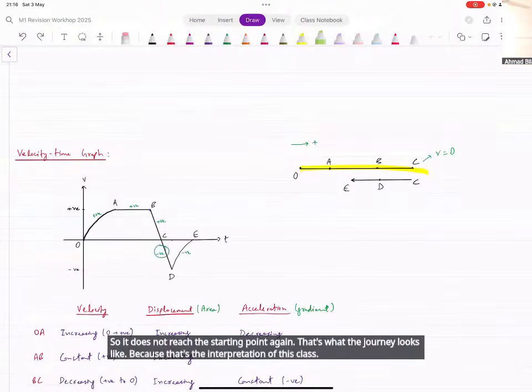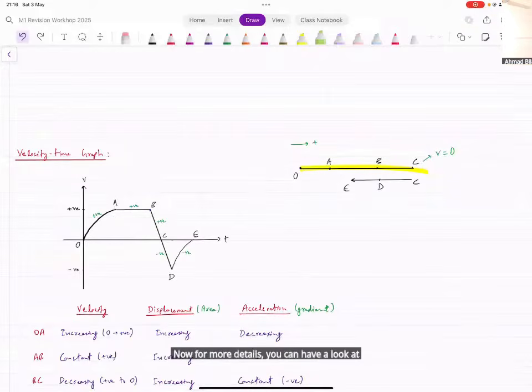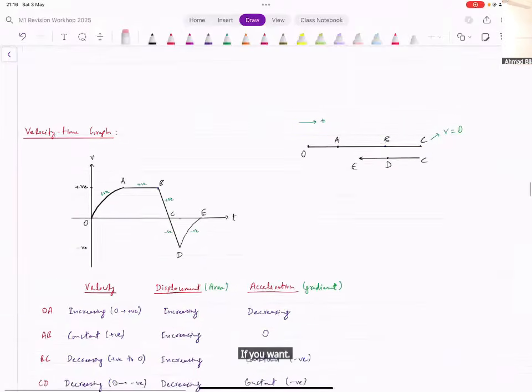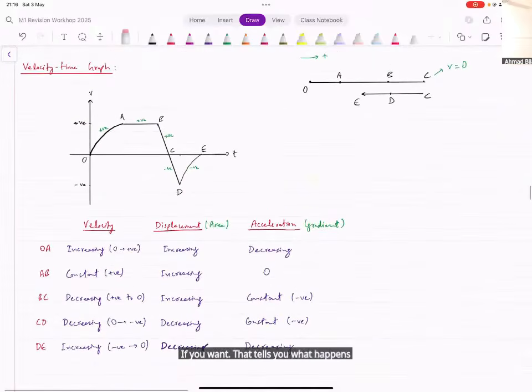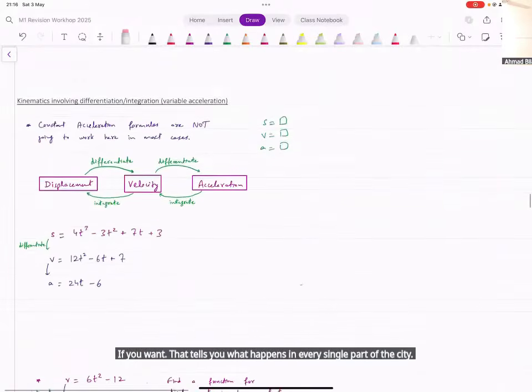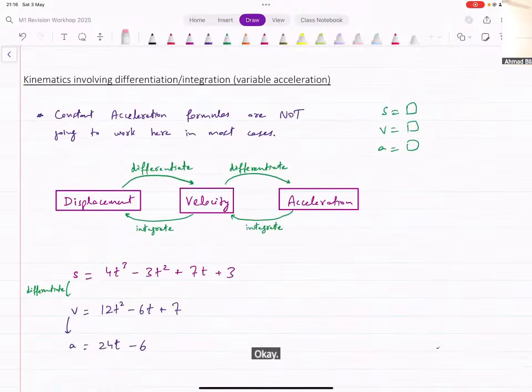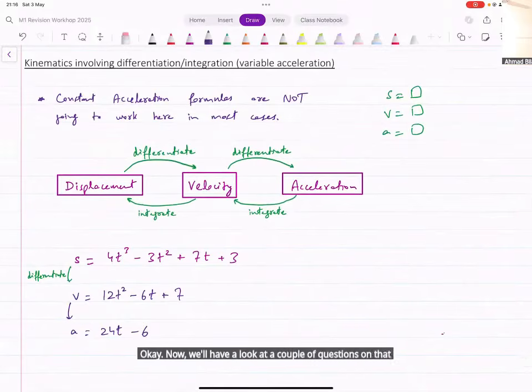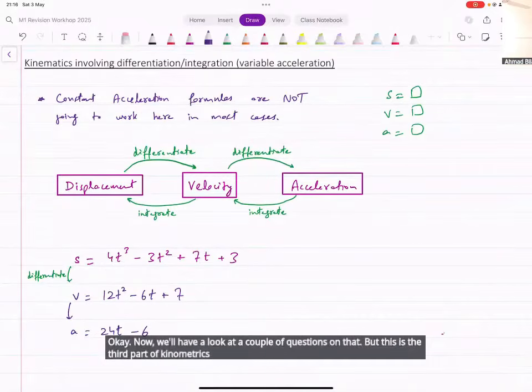Now, for more details, you can have a look at this table if you want. That tells you what happens in every single part of the journey. Now we'll have a look at a couple of questions on that. But this is the third part of kinematics, and that is kinematics involving differentiation and integration.